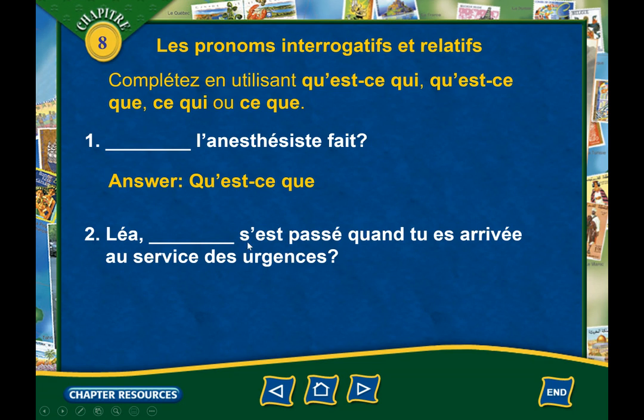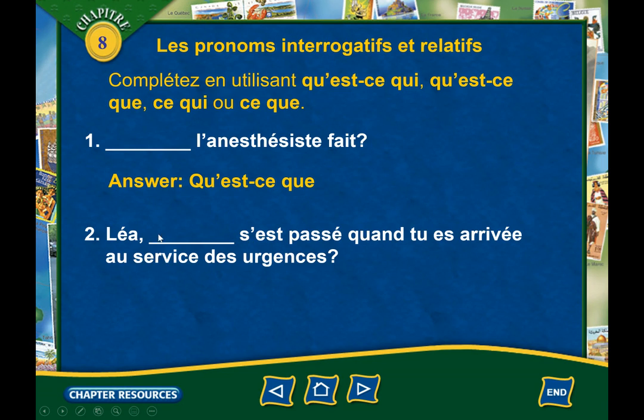Leia, what happened when you arrived at the emergency room? So here we have s'est passé. That's a verb, my friends, and there's no subject there. This is a reflexive pronoun, so don't let that confuse you. So if that's a verb, what do I want to use? Now, this is also beginning the sentence.